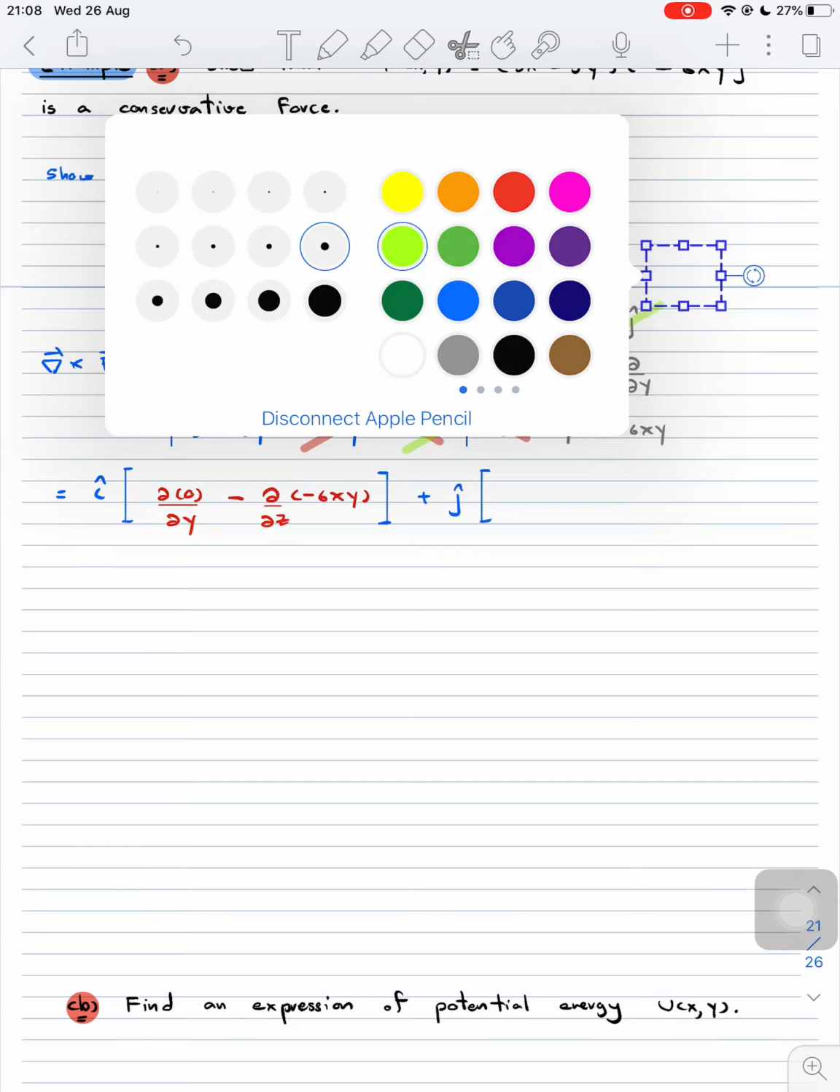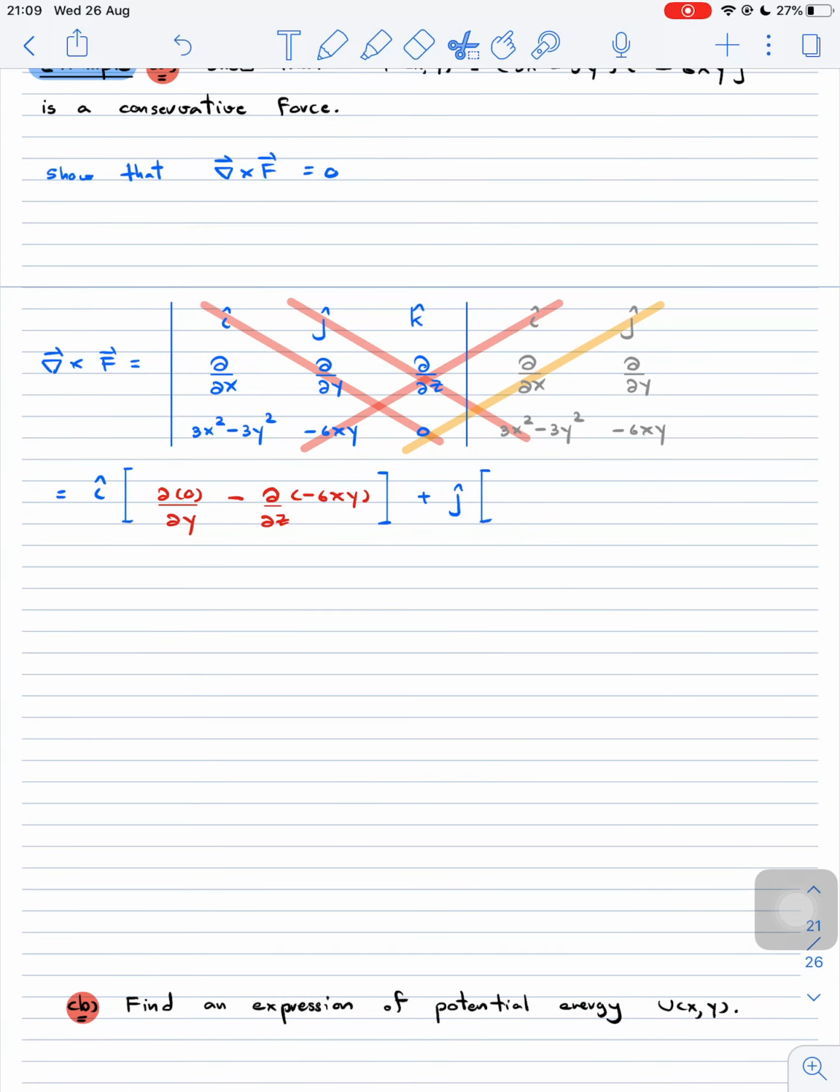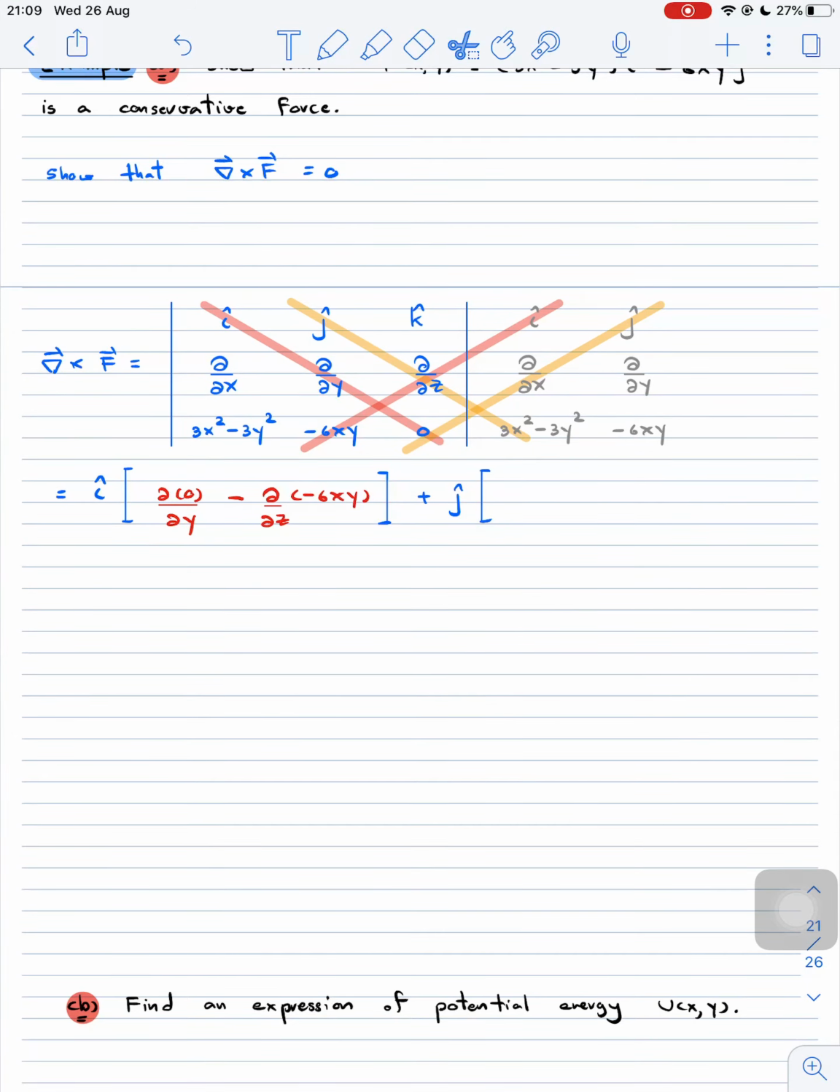Let me use this color. Can you see it? Yeah, this should be better. Okay, now for the j component, let's consider this one first. So we have the d by dz of the 3x squared minus the 3y squared, and then minus this one. It's just the derivative of 0 by dx.